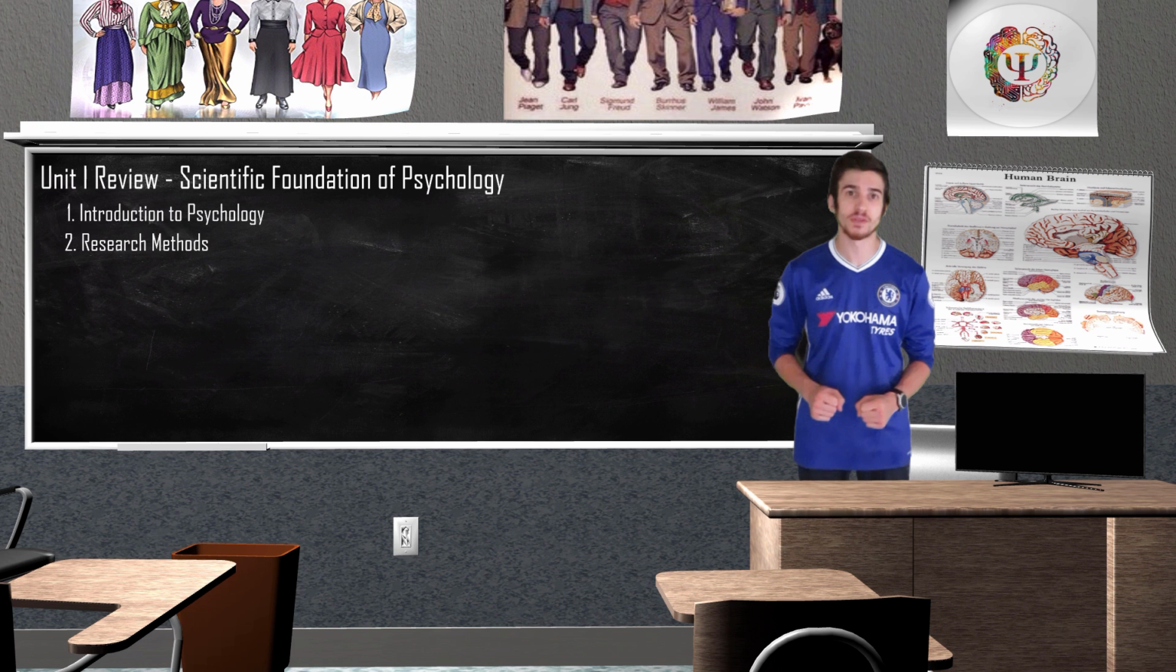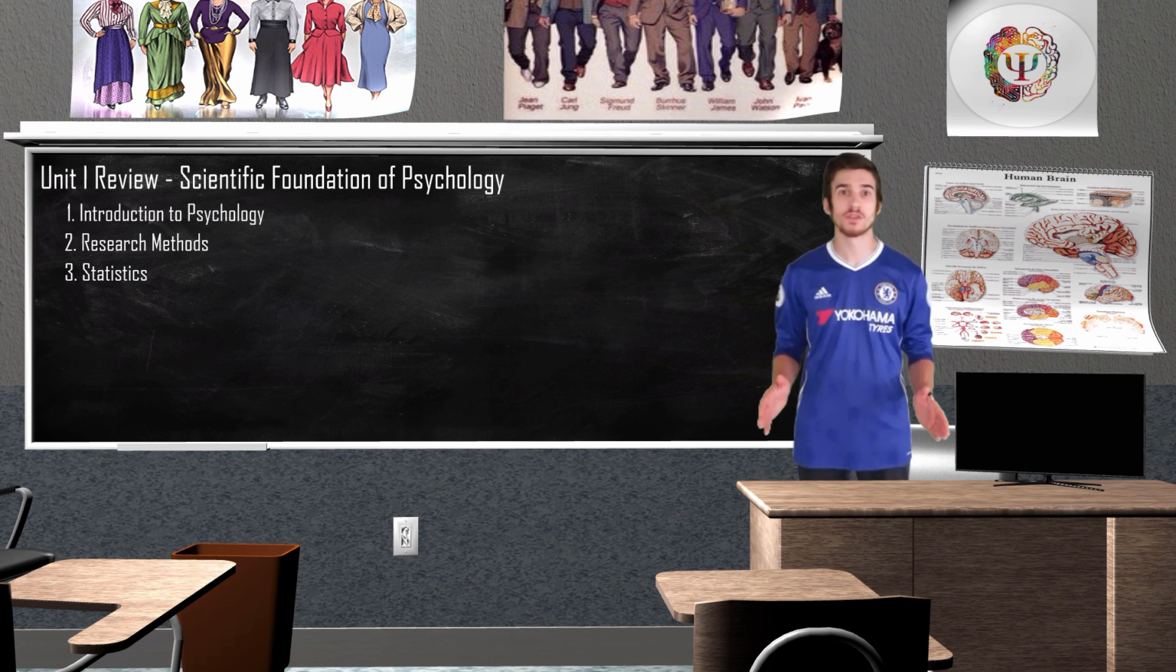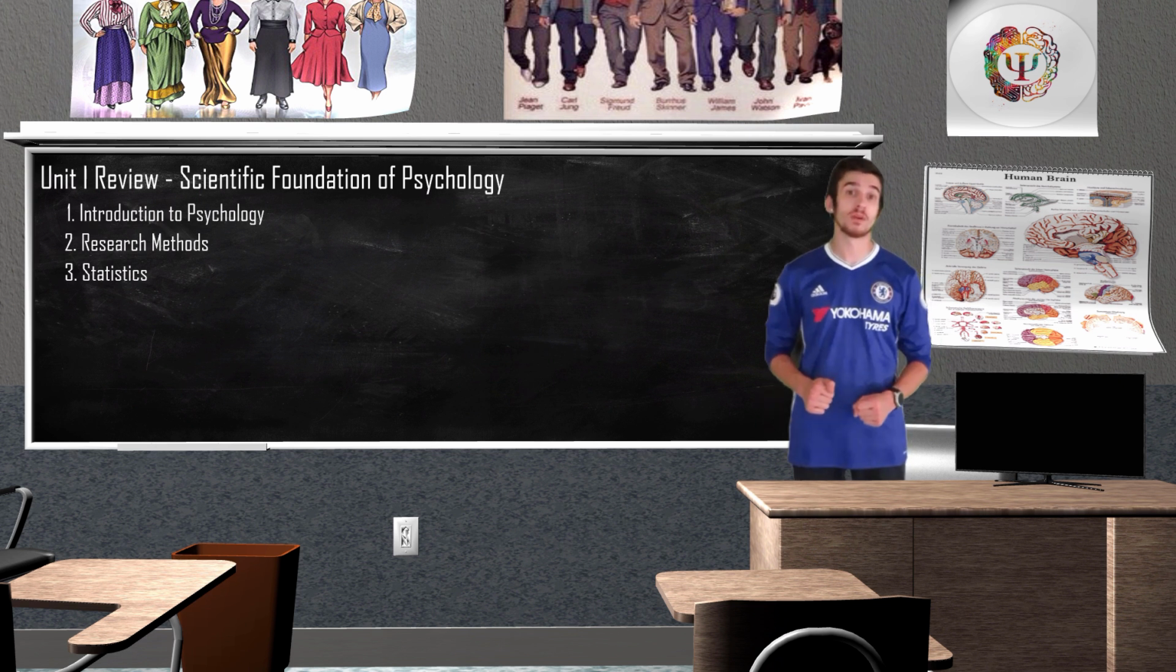We're going to take a look at descriptive research methods as well as experimental research methods and look at the pros and cons of each of these different types of research. Then we're going to move on to statistics in psychology. We're going to take a look at central tendency and get a basic understanding of the importance of statistics in psychology. The last topic for our Unit 1 review is going to be ethical concerns in psychological research.